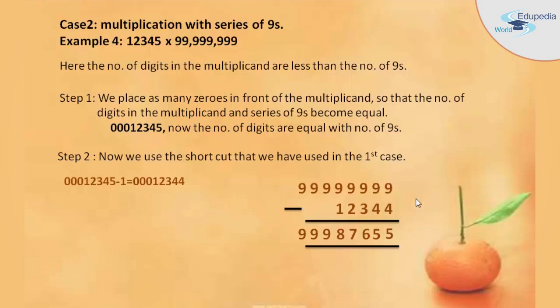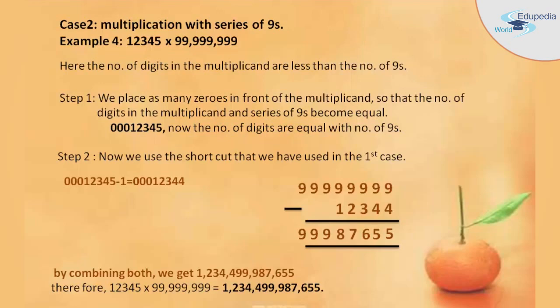By clubbing the answers from step number 1 and step number 2 of case number 1 shortcut, we get the final answer for the product. So we can say that 12,345 into 99,999,999 is equal to 1,234,499,987,655.